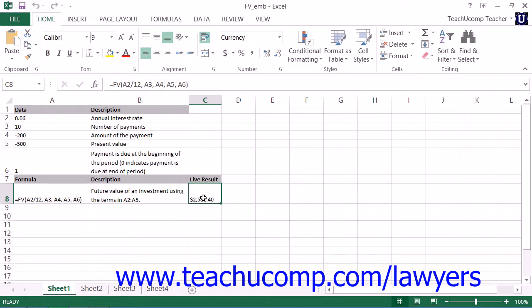Finally, there's the type argument, which is also optional. You can enter 0 or omit it entirely if payments are made at the end of the period. You can enter the number 1 if the payments are made at the beginning of each period.